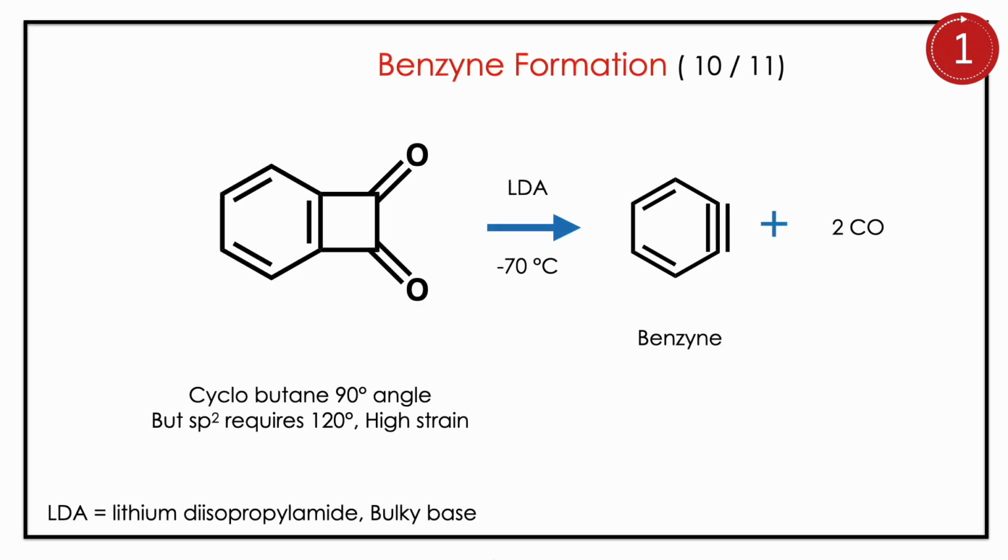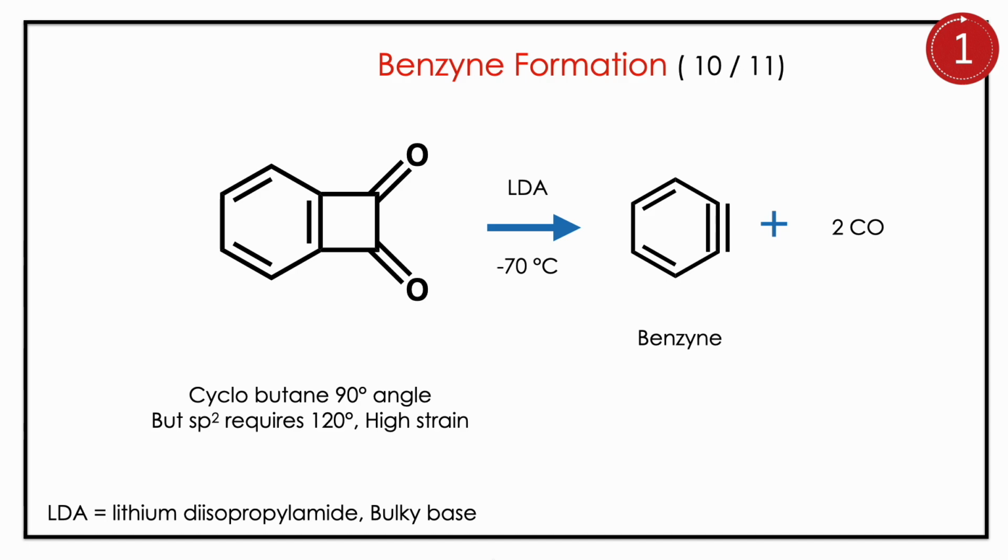Then the next synthetic method: benzene attached with a four-membered diketone. You are using LDA. The diketone is very reactive because the carbonyl bonds have sp2 hybridized carbon, and here the bond angle demand is 90 degrees. It is highly unstable and acts as a leaving group, so 2 CO can be easily eliminated.